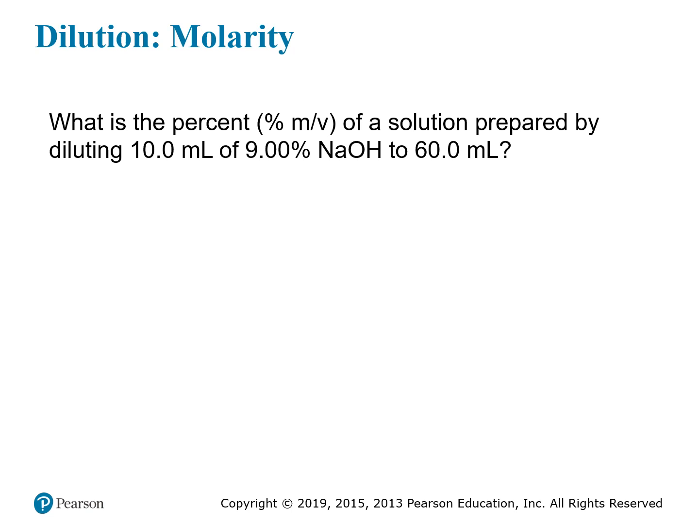Here's another example. We'll go through this quickly. What is the percentage, mass over volume percent, of a solution prepared by diluting 10 milliliters of 9% sodium hydroxide solution to 60 milliliters? So the initial volume is 10 milliliters, the final volume is 60 milliliters, the initial concentration is 9%, and they want us to know the final concentration.